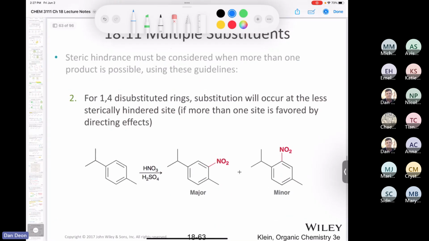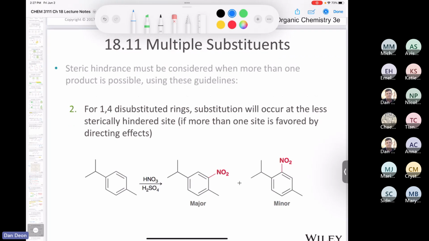Number two, if you've got two groups that are 1,4 to each other, the substitution is going to occur at the less sterically hindered site, right? So this isopropyl group is directing to these two ortho positions, and then the methyl group is directing to these two ortho positions, right?